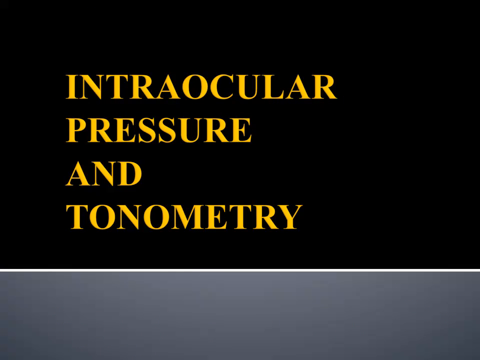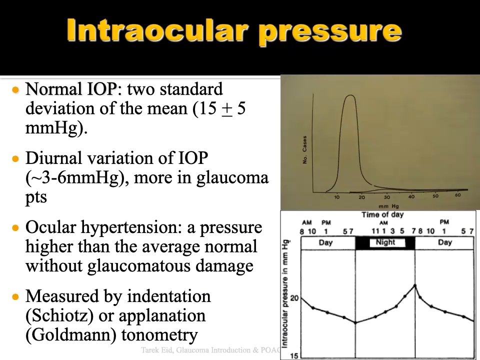So how can we measure the intraocular pressure? And first, what is the intraocular pressure? The normal intraocular pressure is 2 standard deviations of the mean, which is 15 plus or minus 5 millimeters of mercury. And we know this is the pressure where there is a balance between the aqueous formation and the aqueous outflow. And we know that there are some diurnal variations of the intraocular pressure throughout the day, which can be around 3 to 6 millimeters of mercury. But this variation will increase more in the presence of glaucoma.